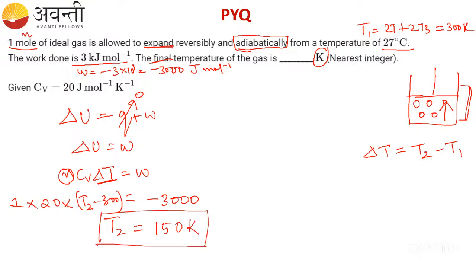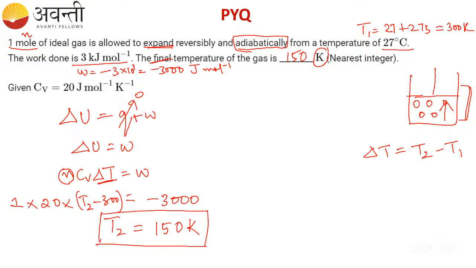Have you done this question before? No. Okay. Very good. Tanuja, just look into your mathematical part over there. Others are getting 150. Good. So all of you must get 150. 150 Kelvin is the answer.